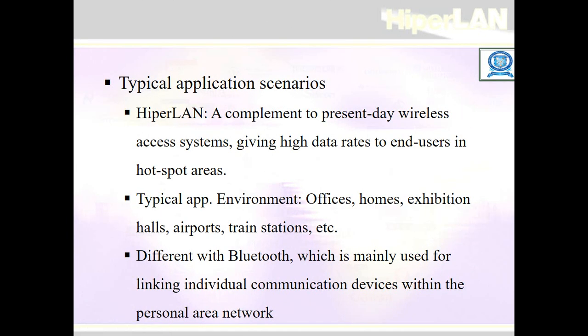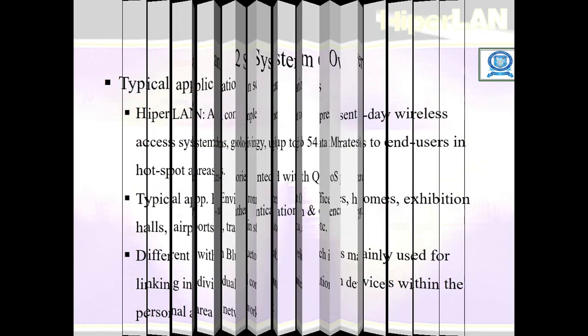So what are the applications we achieve through HIPERLAN technology? It is a complement to present-day wireless access systems, giving high data rates to end users in hotspot areas. Typically, environments like offices, homes, exhibition halls, airports and train stations will use HIPERLAN technologies. The difference from Bluetooth is that Bluetooth is mainly used for linking individual communication devices within a personal area network.